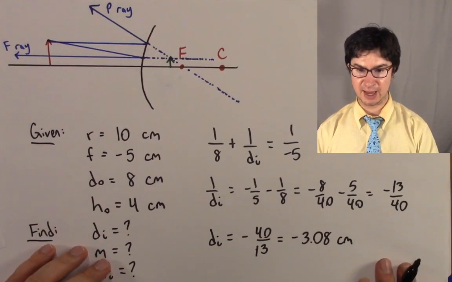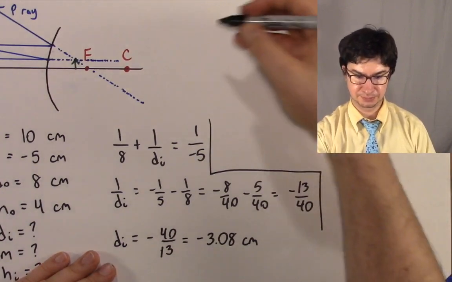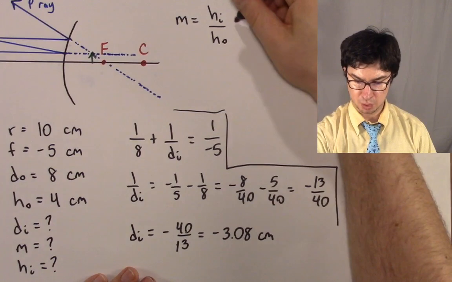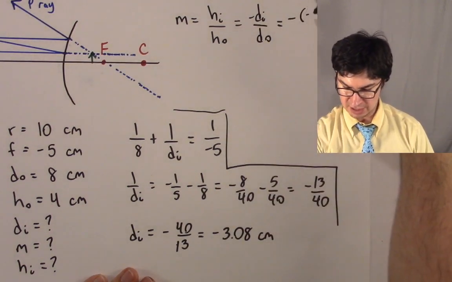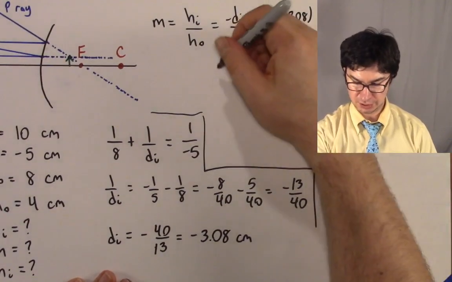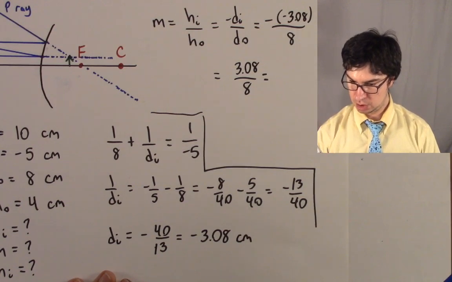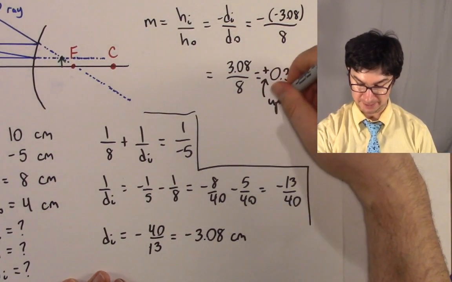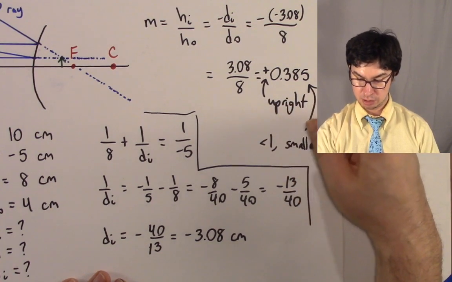What else can we say? Can we calculate the magnification of this image? Certainly. So the magnification, M, is equal to HI over HO, or negative DI over DO. And so that's going to become negative, DI was negative 3.08, divided by the object distance of 8 centimeters. A negative of a negative is a positive. So this is going to become positive 3.08 over 8, which calculates to 0.385 for the magnification. Now notice, it's positive. What does that mean? The image is upright. But the image magnification is less than 1. Less than 1 means that it's smaller than the object.